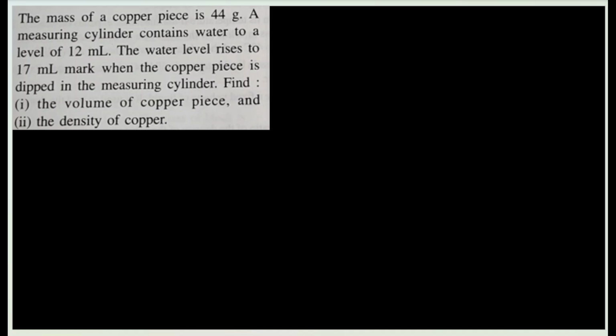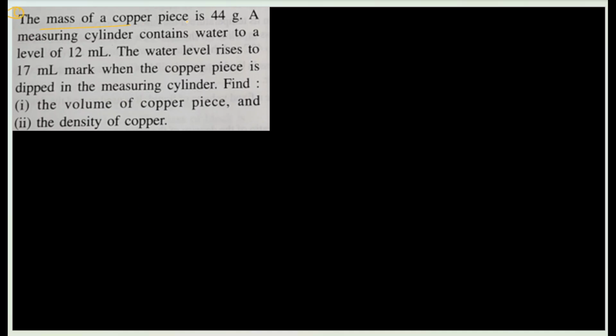Now the next one is question number 6. The mass of a copper piece is 44 gram. A measuring cylinder contains water to a level of 12 milliliters. The water level rises to 17 milliliters. So basically, what is the question? For example, you just imagine this is one measuring cylinder. These are the graduations on it, 0, and for example, 25 ml.